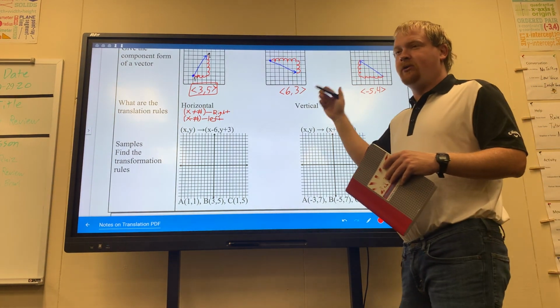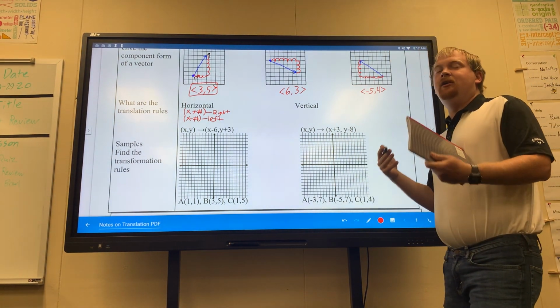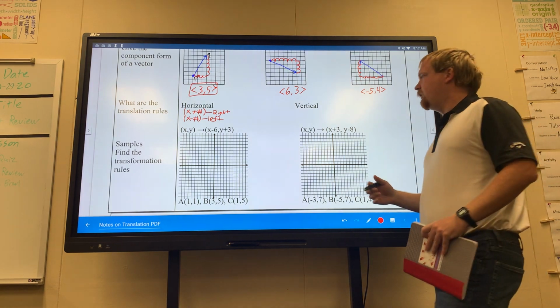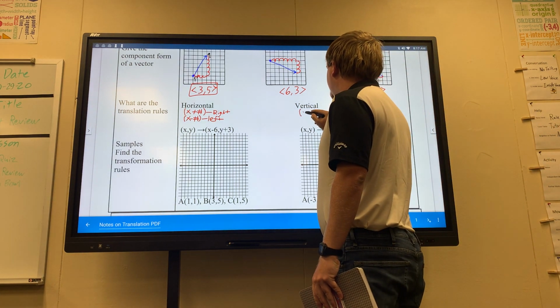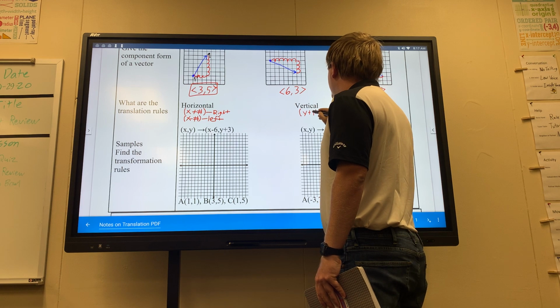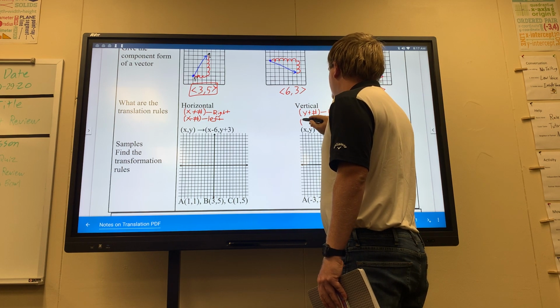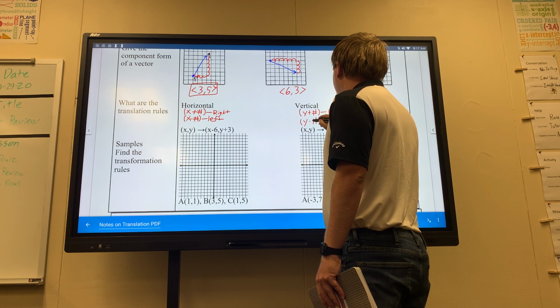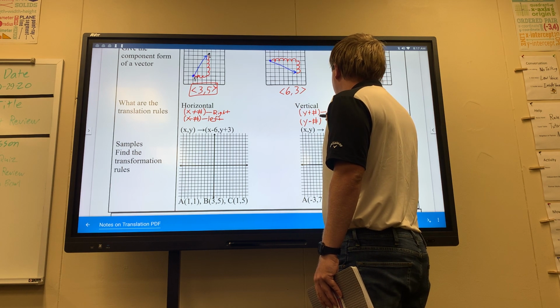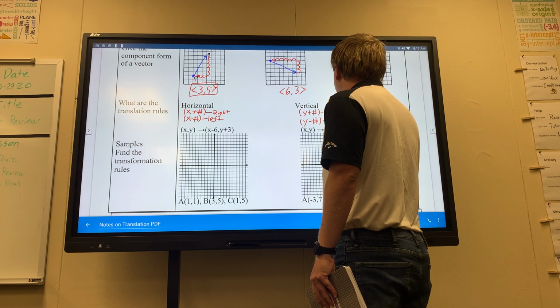Vertical, we know, is going up or down. But it's going to affect the y value for it. So for example, if we have y plus a number, it's going to go up. But if we have y minus a number, it's going to go down.